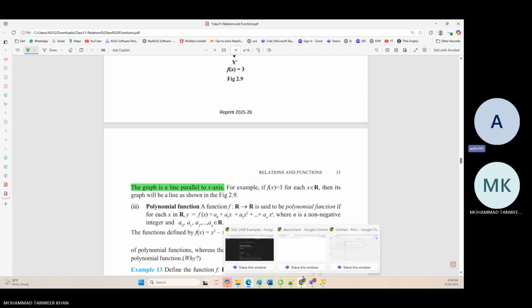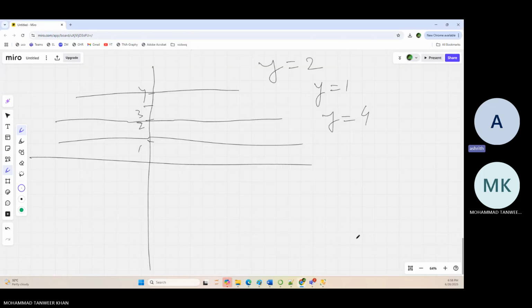Because if you take the x value zero also, it will go on top of, corresponding to the x-axis. If you see all these graphs, this is y equals 1, y equals 2, y equals 4. Are they all parallel to this x-axis? Yes, sir. This is the x-axis, no? It is parallel to the x-axis. This is parallel to the x-axis. So that is what the constant function will always be: parallel to the x-axis.